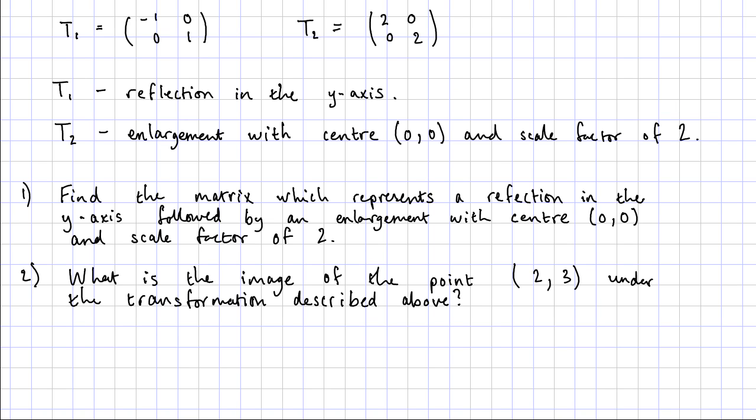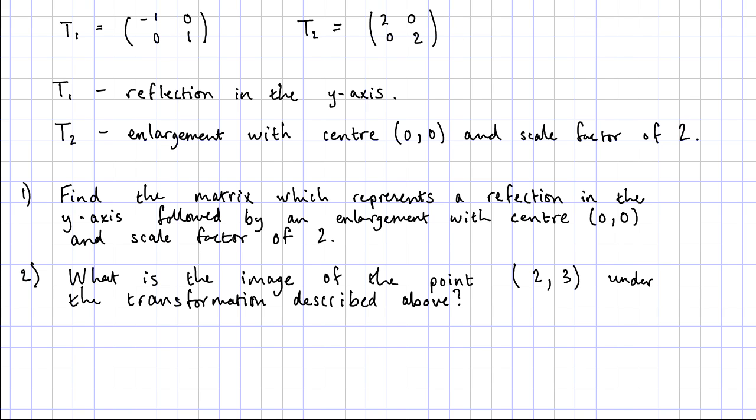Now I'm going to show you two things here. The first is how to find the matrix which represents two transformations combined together. So here it would mean a reflection in the y-axis followed by an enlargement with center 0, 0 and scale factor of 2. So it's these transformations here and it's using these matrices.